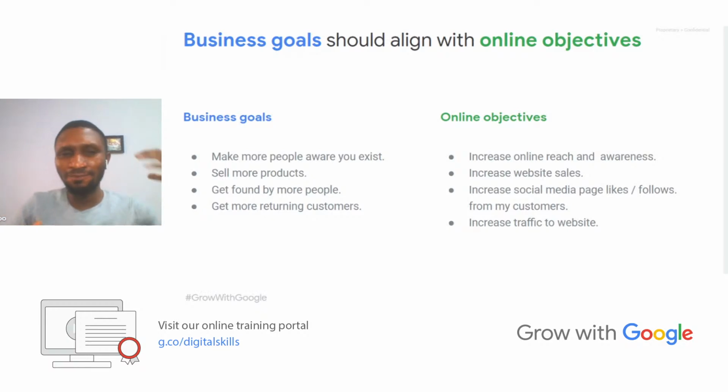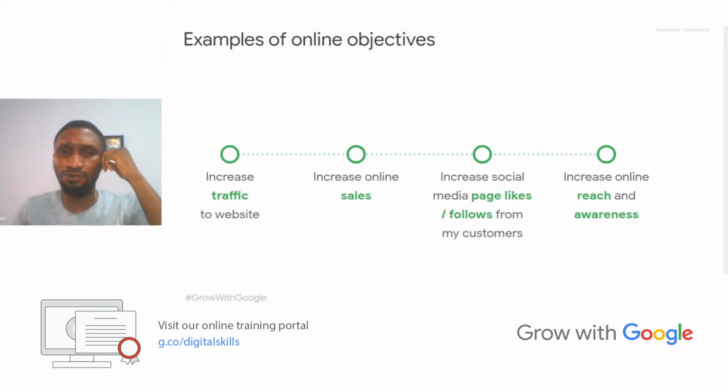So remember, your business goals should align with your online objectives, and these are the various examples of online objectives you have. Increase website traffic, increase online sales, increase your page following, and also increase online reach and awareness. Remember, business goal, I'll say it's like a chain. Business goal should fuse in with the ideal online objective. There's another link. I'm going to be getting into that on this particular chain.